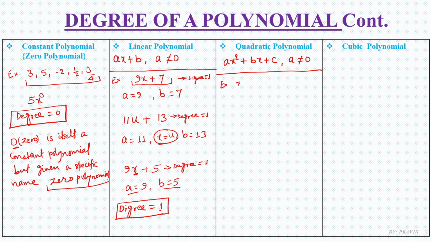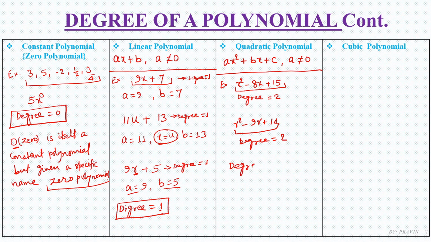Take an example, say x square minus 8x plus 15. The degree of this polynomial is 2. Why 2? Because the highest power of the variable is 2. Similarly, if you take another example, r square minus 9r plus 14, again the degree of this polynomial is 2, because the highest power of the variable r is 2. So a quadratic polynomial will always have a degree of 2. That's why, as I told you in the starting, based on the degree, a polynomial can be classified as constant polynomial, linear polynomial, quadratic polynomial and cubic polynomial.